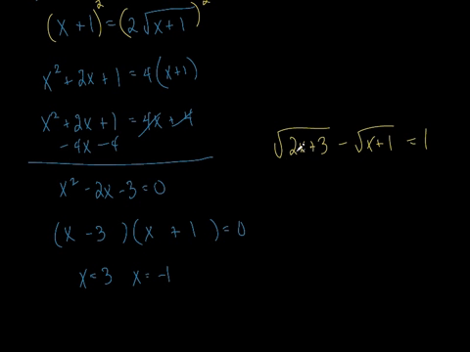So let's put the negative 1 in for this. 2 times negative 1 is negative 2, plus 3 is 1. Square root of 1 is 1. Put the negative 1 in for this. Negative 1 plus 1 is 0. What's the square root of 0? 0. Does 1 minus 0 equal 1? Yes, it does. So guess what we can do with both of these? We can circle both of them. Those are our answers. Okay?